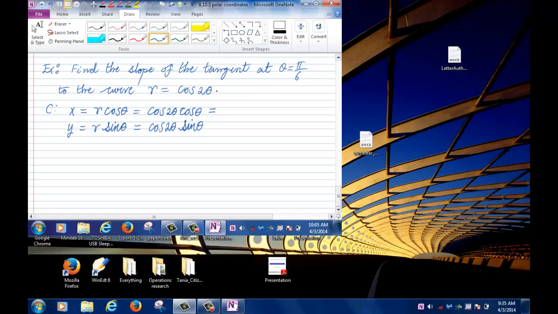Remember, there is an identity for cosine A, cosine B, right? What is that? What's the identity for cosine A, cosine B? It's half of what? Cosine of A minus B, so you get 2 theta minus theta, that's theta, plus cosine of A plus B, that's 3 theta, right?